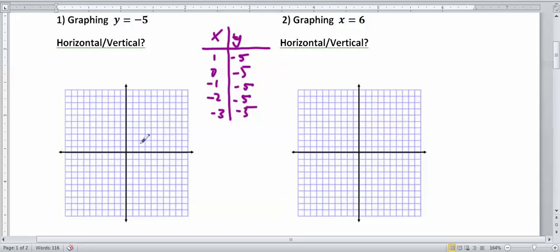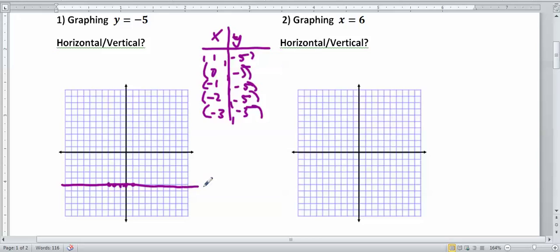So if I graph this, remember starting at 0, each of these is an ordered pair, right? 1, -5, 0, -5, -1, -5, -2, -5, and -3, -5. So starting at the origin, for this one, we've got 1, down 5. It's right here. I did 0, down 5, -1, down 5. So what's happening? Well, I'm going across in a horizontal line. So no matter what my value for x is, my y value is going to be -5. So if I draw that line in, it is a horizontal line.